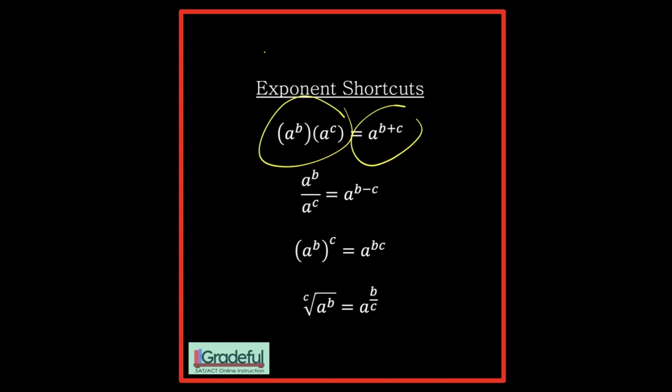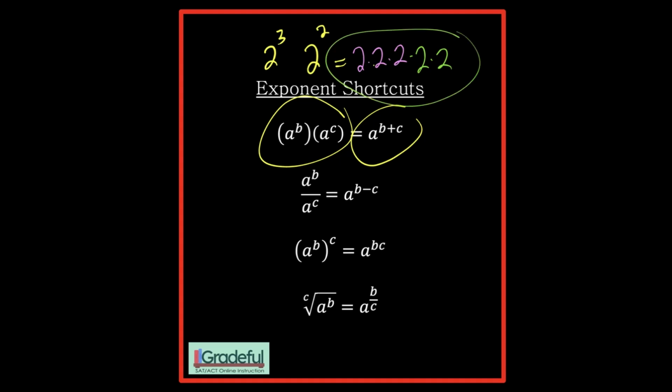That makes a lot of sense because, for instance, if you had 2 to the third and 2 squared, well, 2 to the third is really 2 times 2 times 2. And 2 squared is really 2 more of them. So just notice that we have 5 of them, which is what we would get from adding. And that's the reason why you do that.